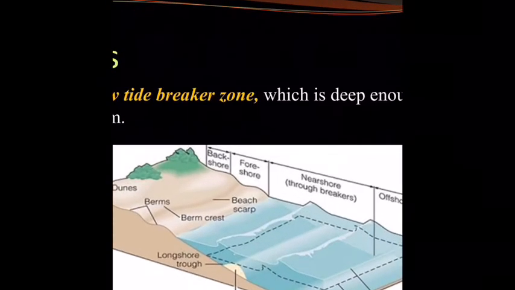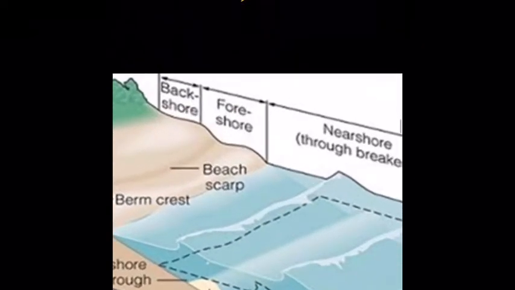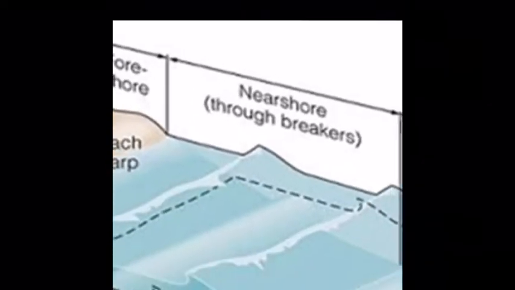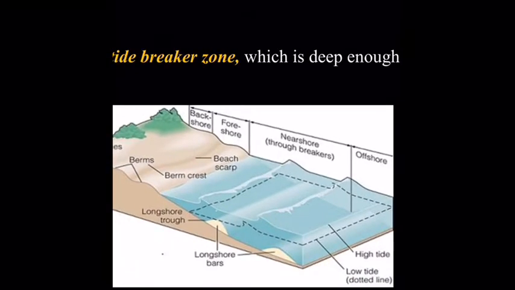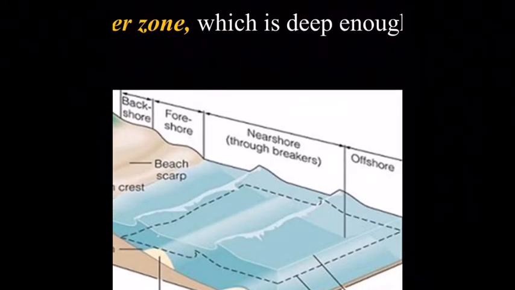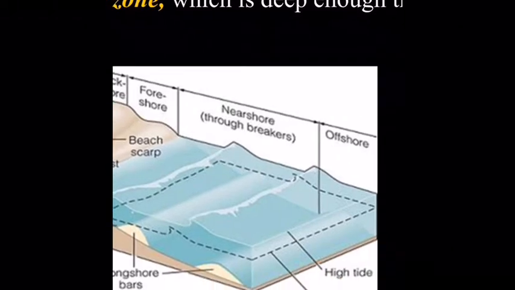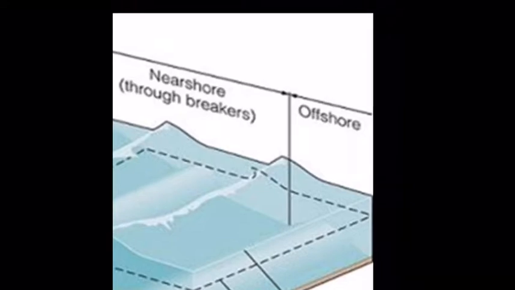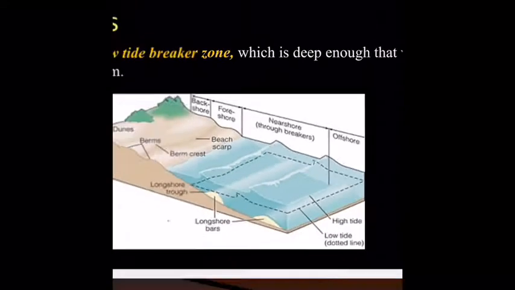Okay, so you have the back shore that's not usually underwater. Then you have the foreshore, which is where the tides are going to be hitting. Okay, then you have the near shore right here. You can see where all these little breakers are. Okay, and in the near shore, the waves can touch the bottom, and that's going to help us make these longshore bars, which I'll talk about in a minute. And then you have the offshore, where the waves are not going to be touching the bottom at all.